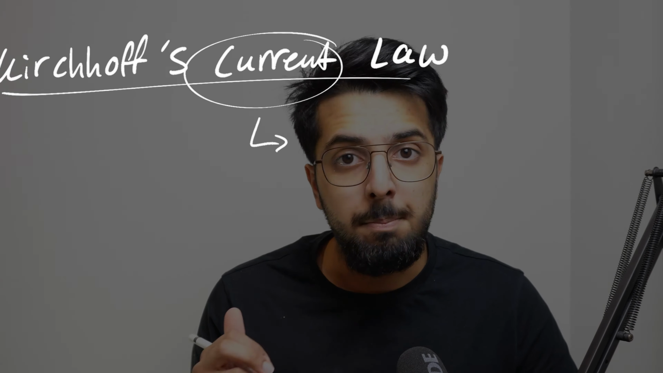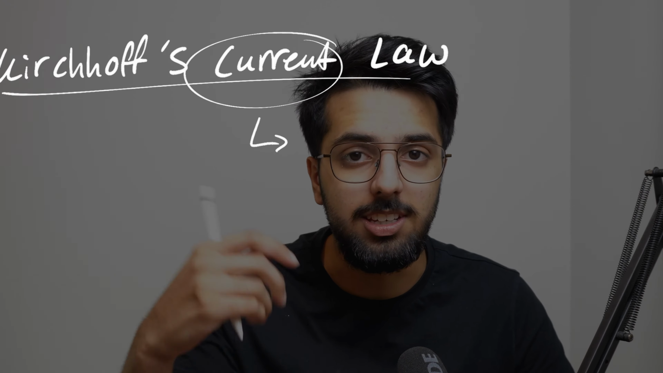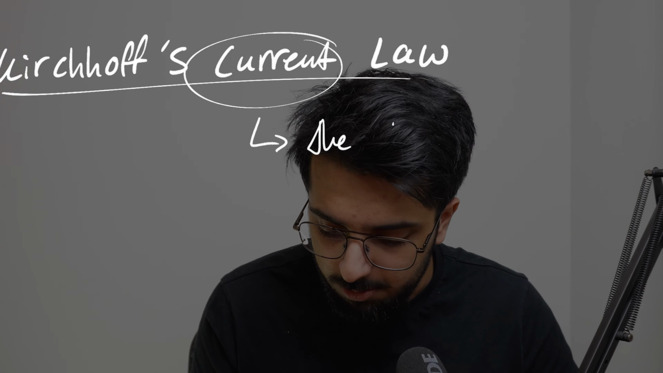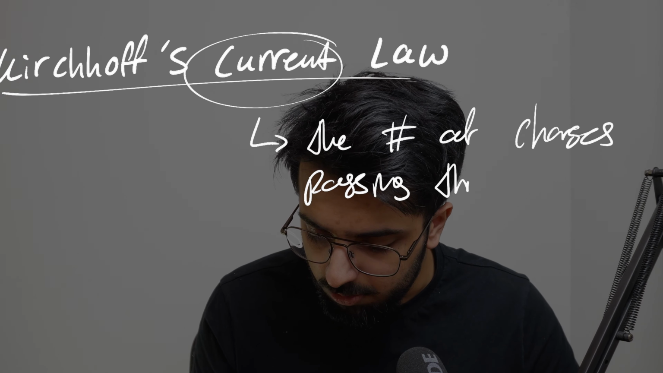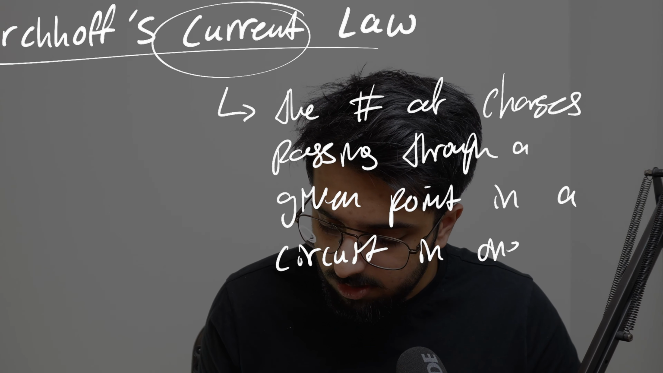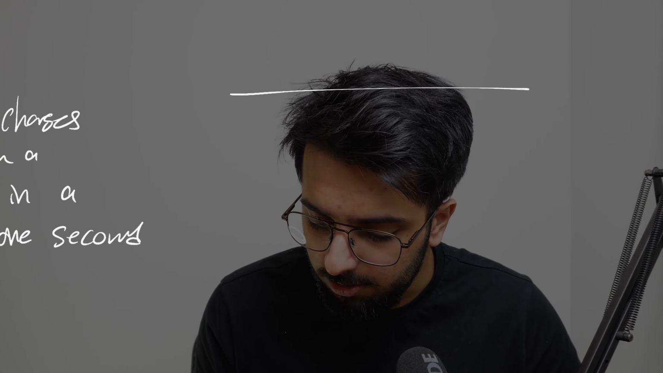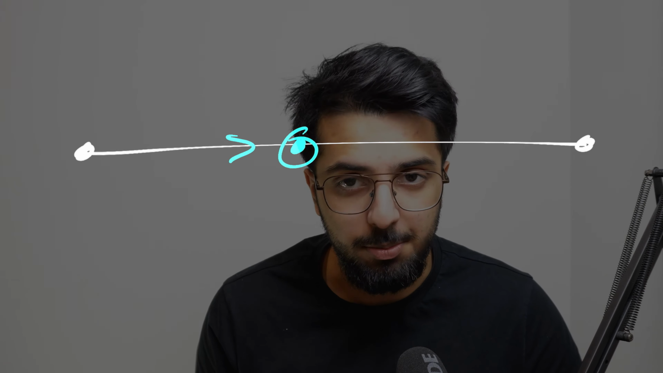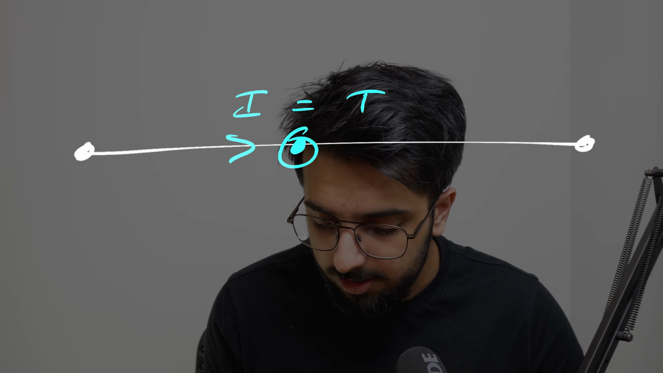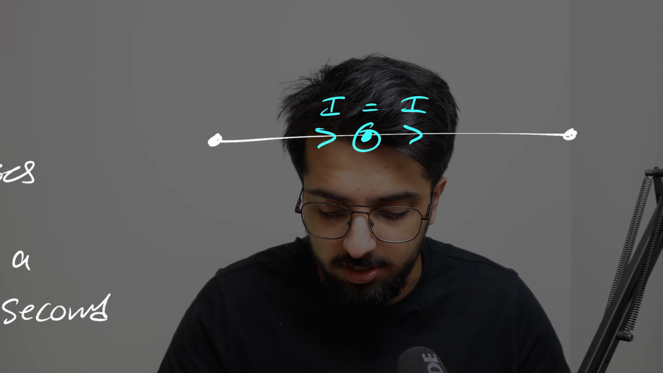So current, by definition, is the number of charges passing through a singular point in a circuit in a given second. So the number of charges passing through a given point in a circuit in 1 second, okay? And so therefore, intuitively, if we were to have a wire, okay, right here, and if we were to select an arbitrary point right here, intuitively it makes sense that the current entering this arbitrary point is equal to the current leaving this arbitrary point, right? And so this is the underpinning idea of Kirchhoff's current law, okay?